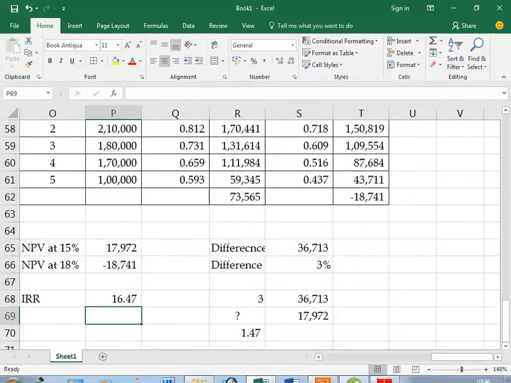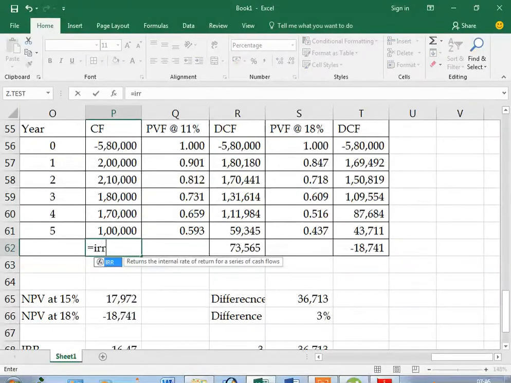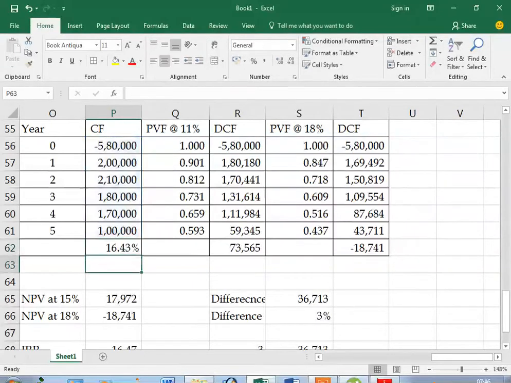IRR as per our computation is 16.47%. The exact one is 16.43%. Our calculation is 16.47%. So in this problem, the 2/3 rule didn't work out. It's not necessary that the 2/3 rule has to work out. Sometimes it works, sometimes it doesn't work. You will understand this more in the second problem, which I'm going to do now. When I do the second problem, you will understand that better.